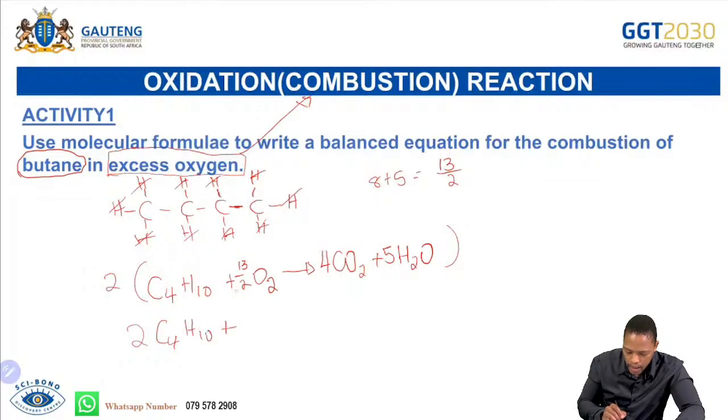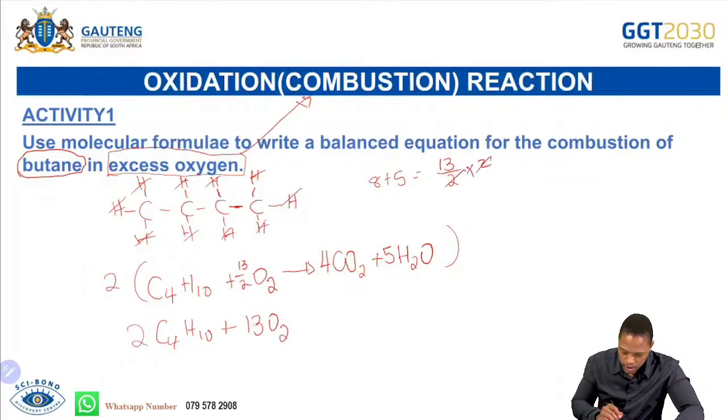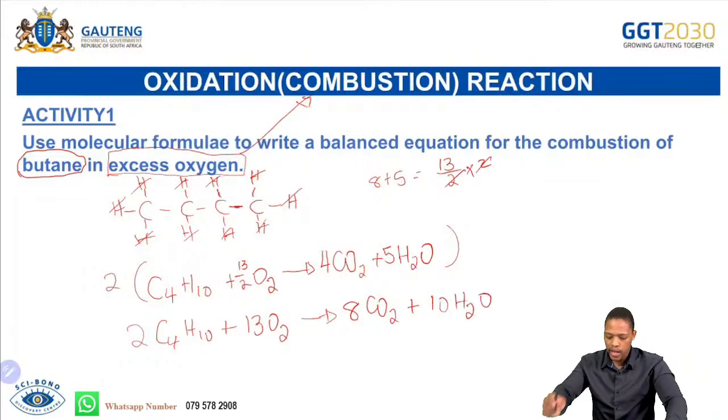2C4H10 plus, these will cancel each other. You'll be left with 13O2 because 13 over 2 times 2, the 2's are going to cancel. So it's going to be 13O2 giving us 8CO2 plus 10H2O. In an exam room, you will not even have to stress yourself by checking. This, I am definitely sure, is a balanced chemical equation, grade 12.